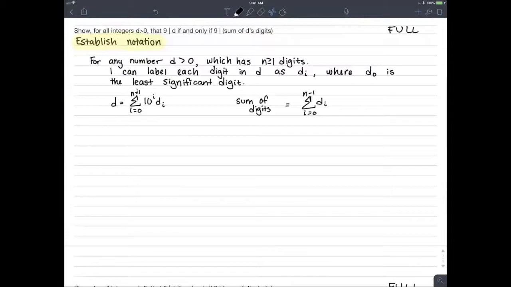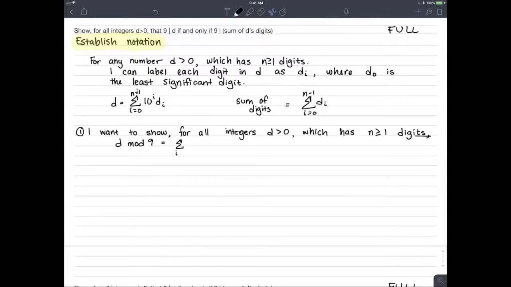We've established some notation, and that is important because now it applies to everything we're trying to show. So when we look back at the problem, we want to show for all integers d greater than 0. We know we're doing induction on the number of digits, so it's not enough to just talk about d. Now we're going to say which have n greater than or equal to 1 digits. We write down what we want to show: I want to show that d mod 9 equals the sum of the digits, right?